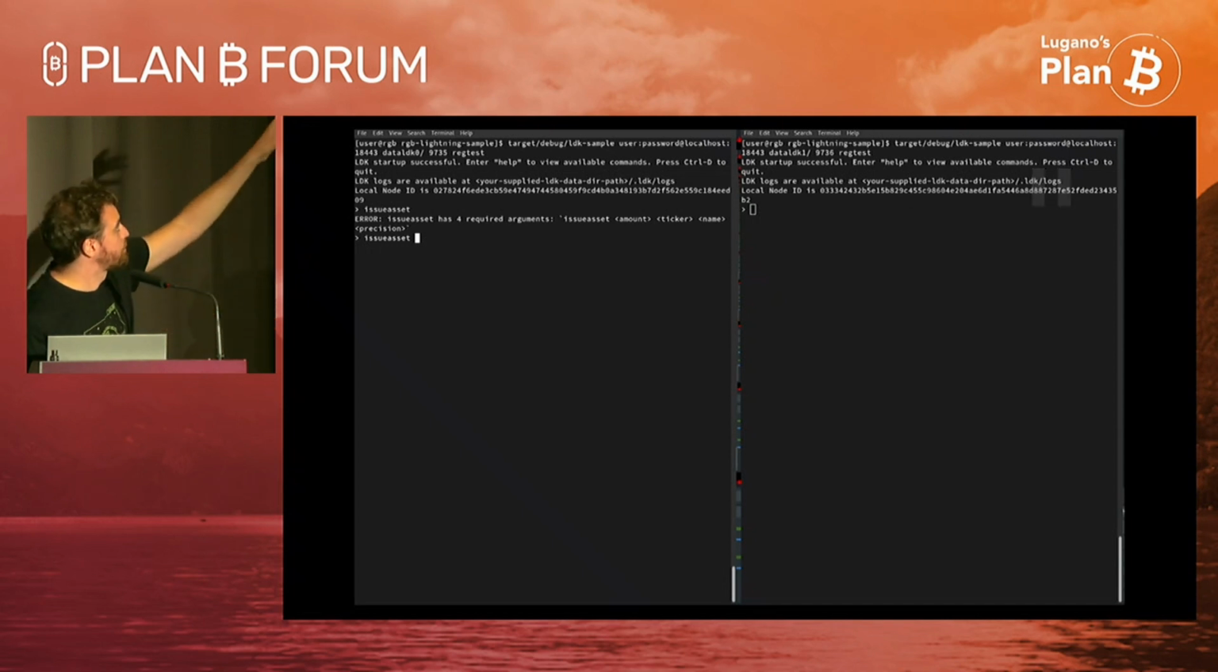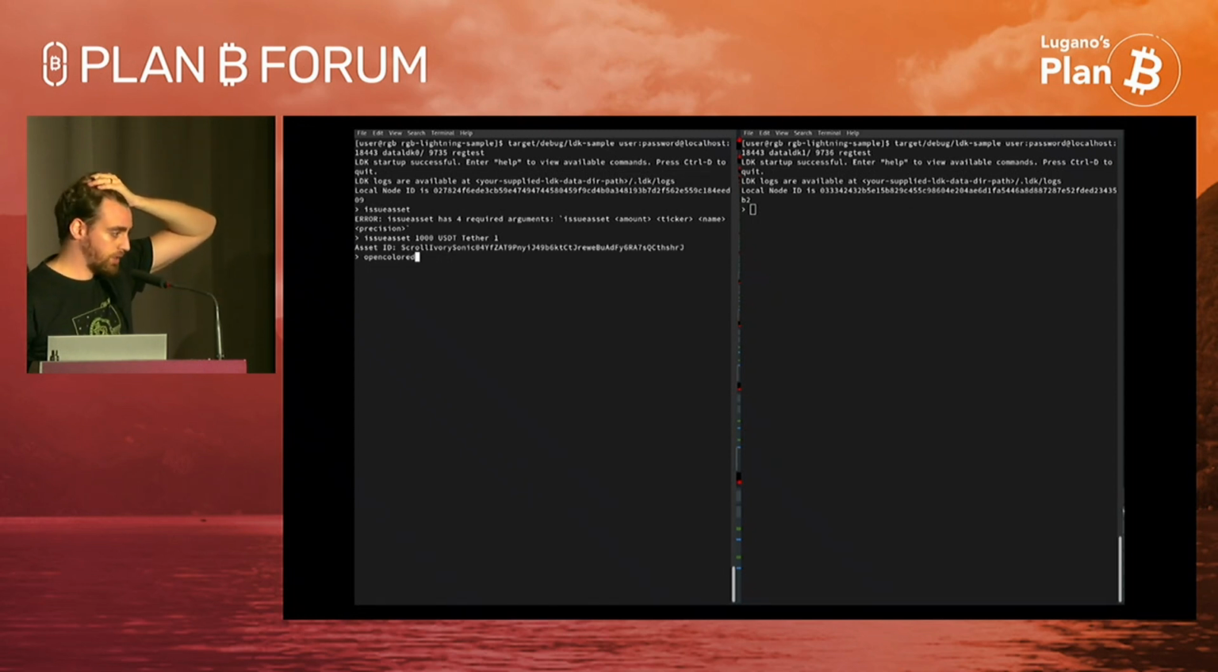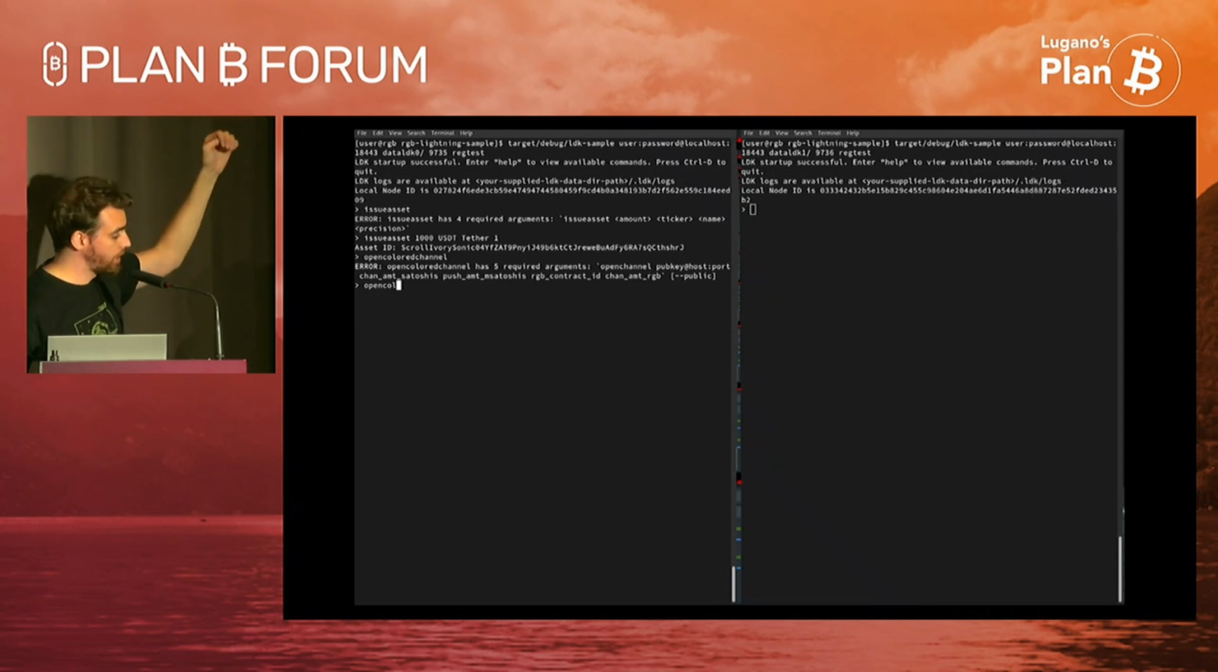Here this is not an error; it's just to get the help message. And then it will issue an asset. Now we just set like 1,000 USDT or whatever we want to issue. And so the first node has issued some asset. And so now it will want to open a channel.